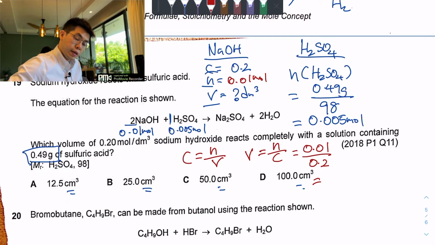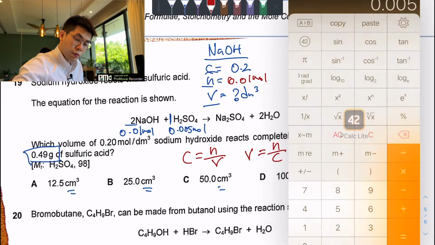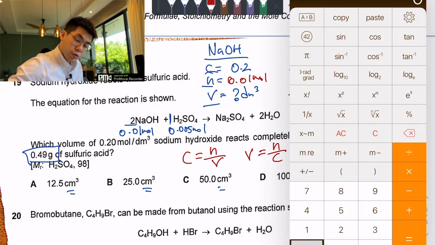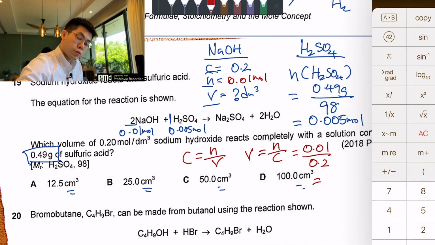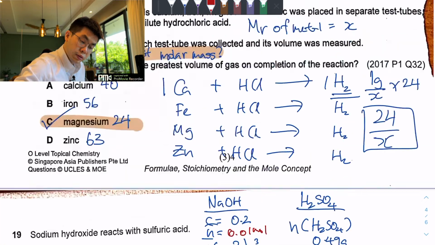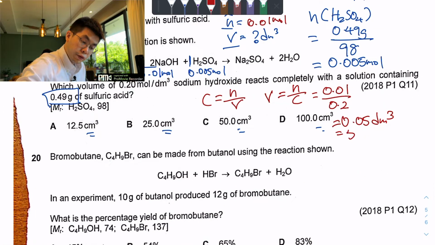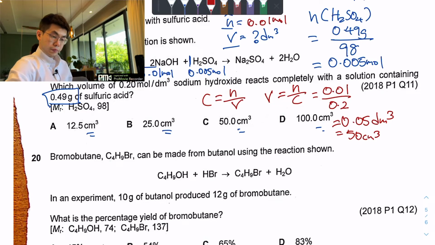Again, math cannot. So what is it now? 0.01 divided by 0.2 equals 0.05. This is in dm cube, and then you times 1,000. Sorry, you times 1,000, and that will be 50 cm cube. Okay, answer here is C.